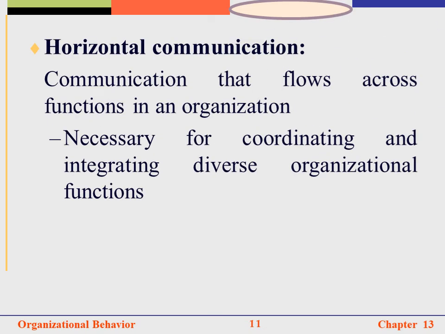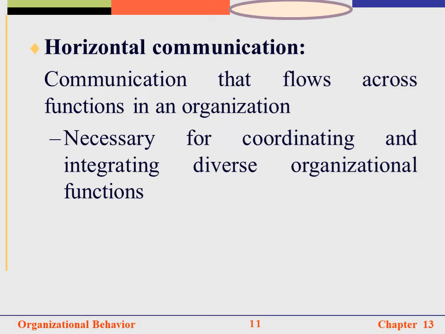The third type of communication, the horizontal communication. This communication flows across functions in an organization. For example, communication between, say, production and sales, finance and marketing, different departments in a college within a university. So this is what we call peer-to-peer communication. Necessary for coordinating and integrating diverse organizational functions.